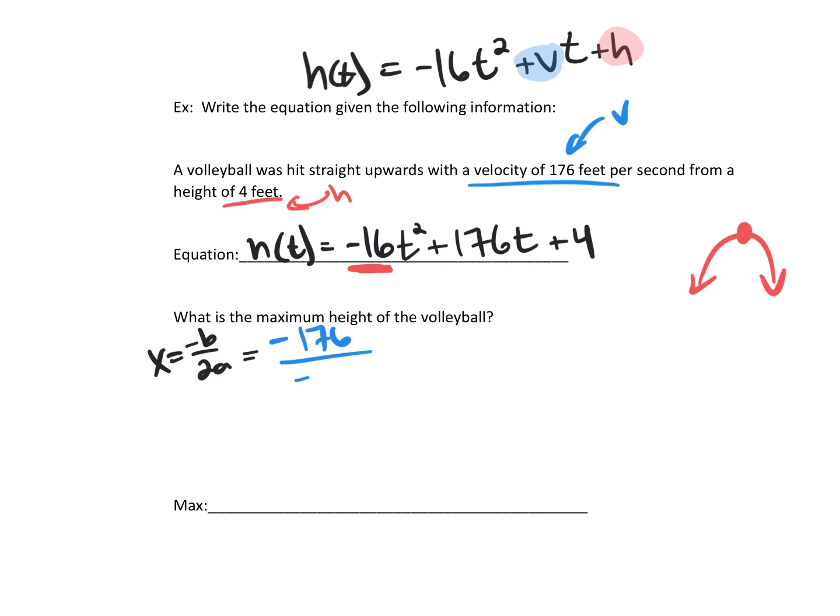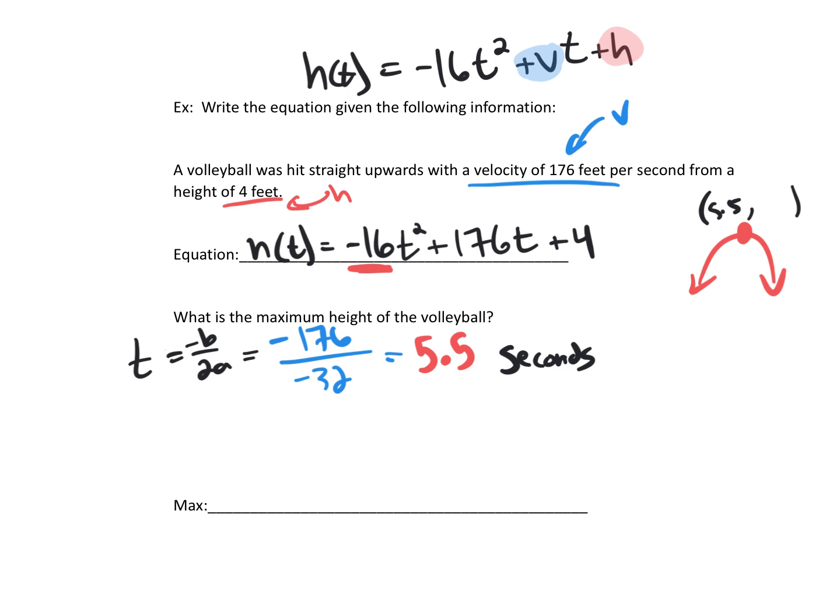And then I want to divide those in my calculator to figure out what negative 176 divided by negative 32 is. Once I divide negative 176 by negative 32, we end up with 5.5, and that's representing seconds. So our x variable in this case is time, and the y variable would be height. Now that we know at what time it reaches the maximum point, we just need to plug that 5.5 in for t and come up with the actual height.